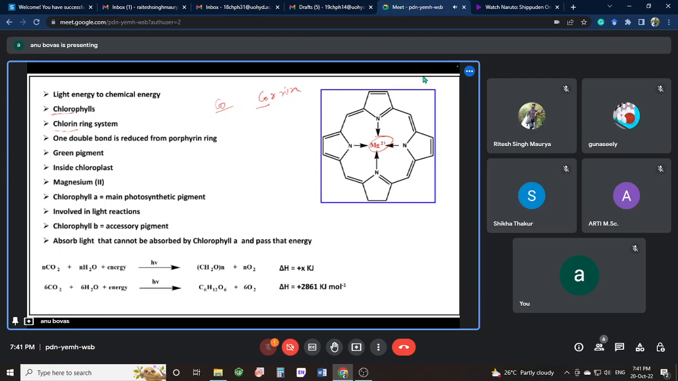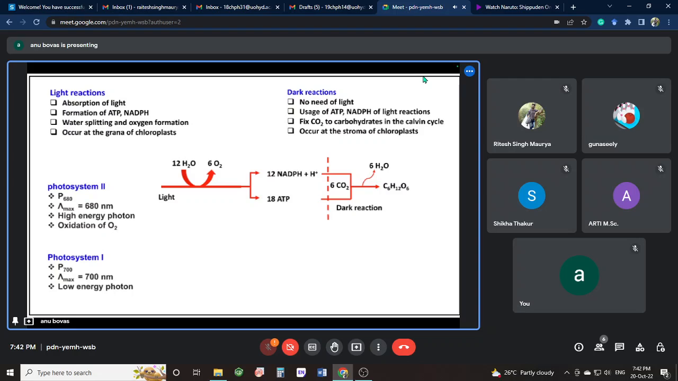Now, what happens in photosynthesis? The overall chemical reaction of photosynthesis we can write like this. There is a combination of water and carbon dioxide. In the presence of chlorophyll, this will convert into a carbohydrate, and oxygen is also formed. So water is getting converted to oxygen and carbon dioxide is getting converted to a carbohydrate. Okay, this is basically what is happening in photosynthesis.